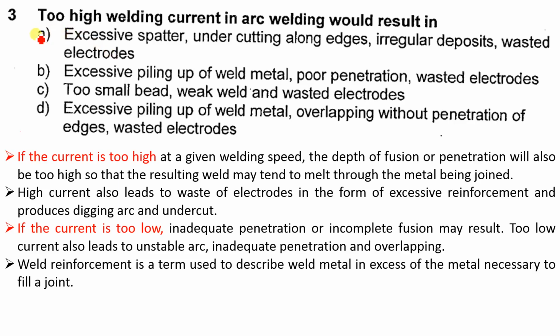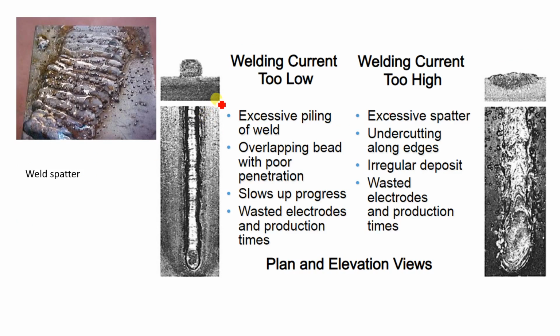Now next question: too high welding current. Whenever it is asked too high welding current, if we use more energy, then there is a chance of undercutting of edges because of more penetration, irregular deposits, wasted electrodes. So the right answer is A. This option is for too low welding rate. There is less penetration, overlapping of edges, wasted electrodes. You can see the difference between these two.